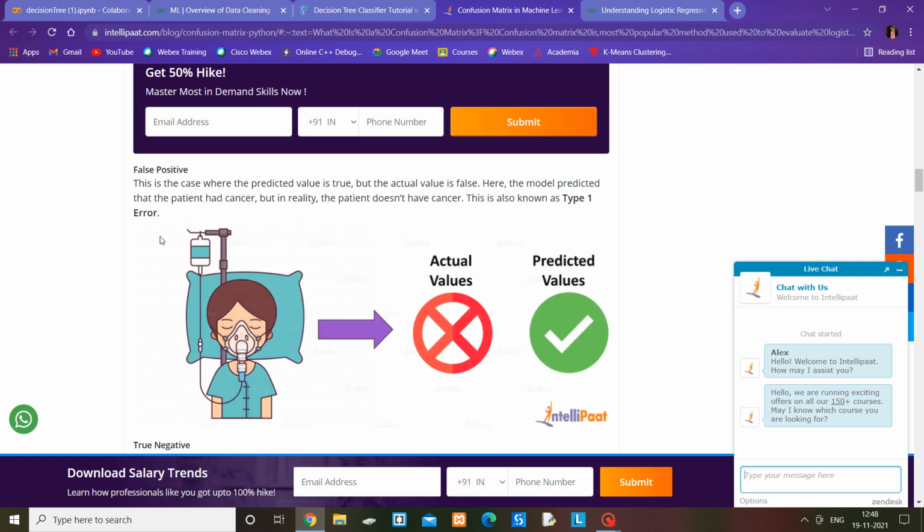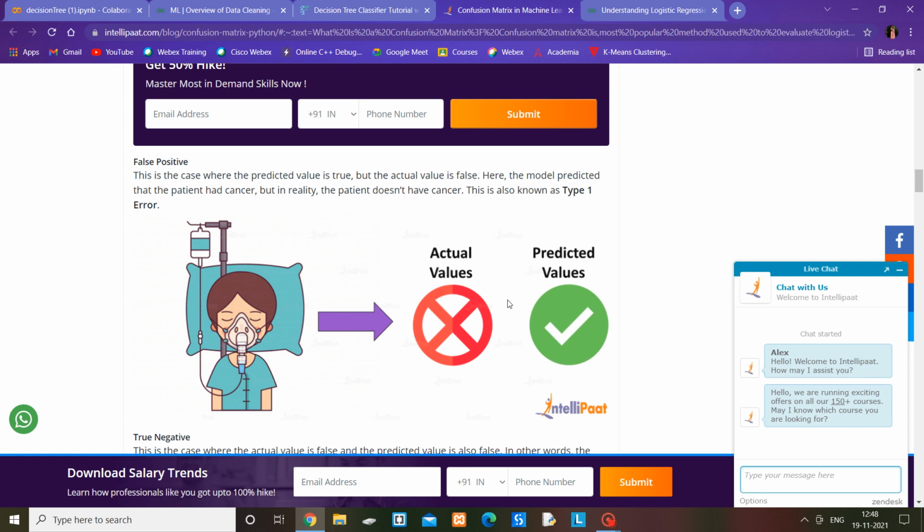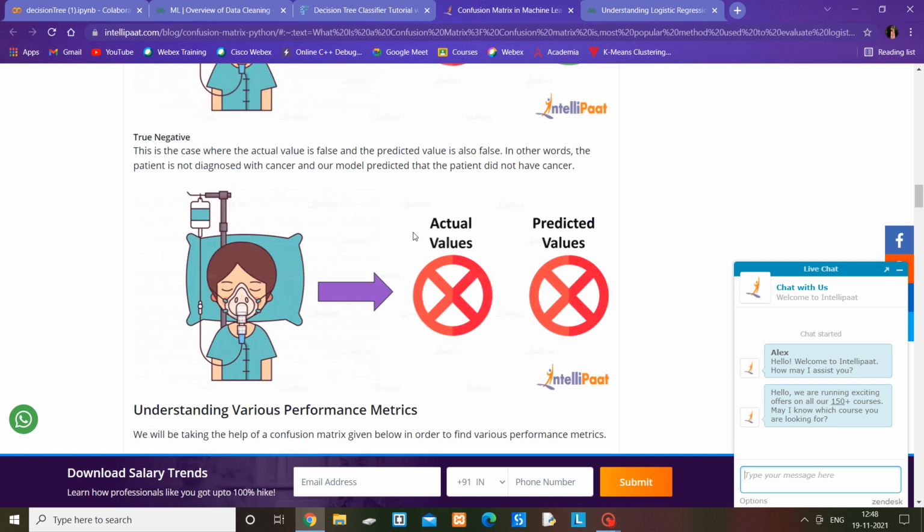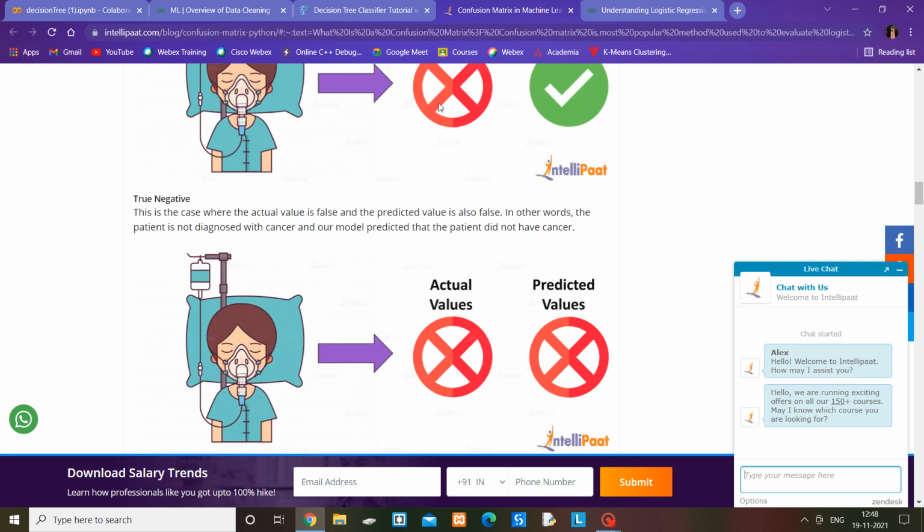Then false positive. This is the case where the predicted value is true but the actual value is false. Here the model predicted that the patient has cancer but in reality the patient doesn't have cancer. This is also a type 1 error. So the actual value is false and the predicted value is true. Then true negative: this is the case where the actual value is false and the predicted value is also false. Both values are false. The patient is not diagnosed with cancer and our model predicted that the patient did not have cancer. So the actual value and predicted value are both false.